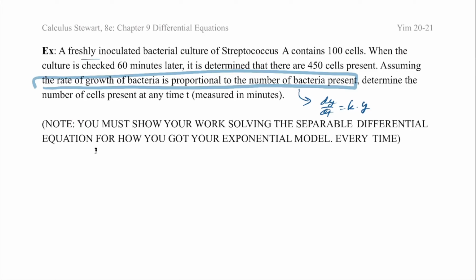A freshly inoculated bacterial culture contains 100 cells. So that's telling you that y naught is equal to 100. Sixty minutes later, it was determined that they have 450 cells. So that tells me that y of 60 is 450. Okay? So we have to break this down, guys.